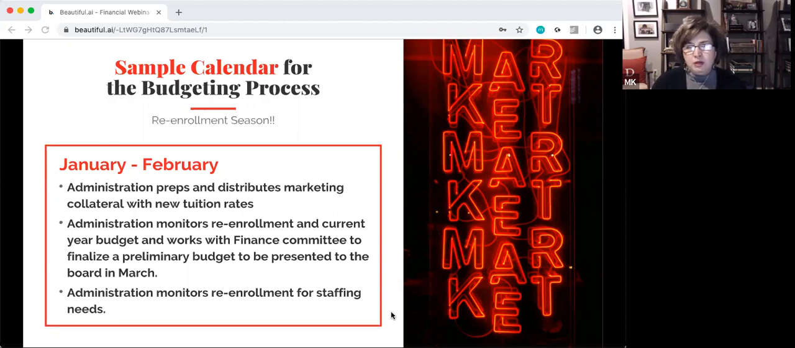This is something we're going to begin to think about as we watch the numbers come in to see: are we going to need more sections? Are we going to need fewer sections? Where are we going to need to be putting our staff? And so that's something that we think about a lot in January, February.